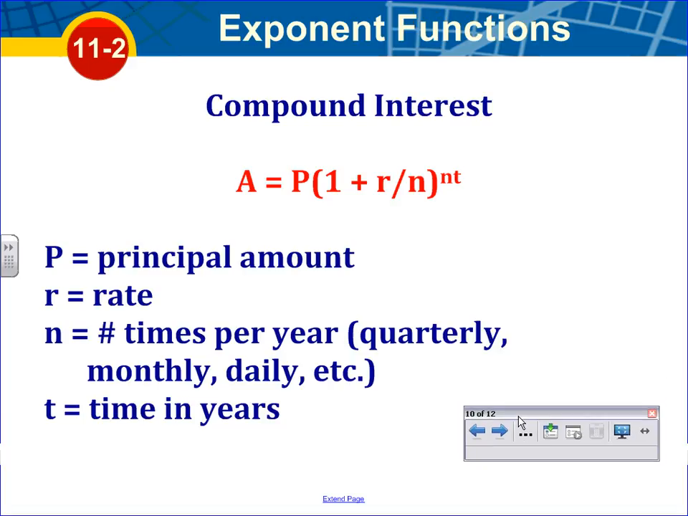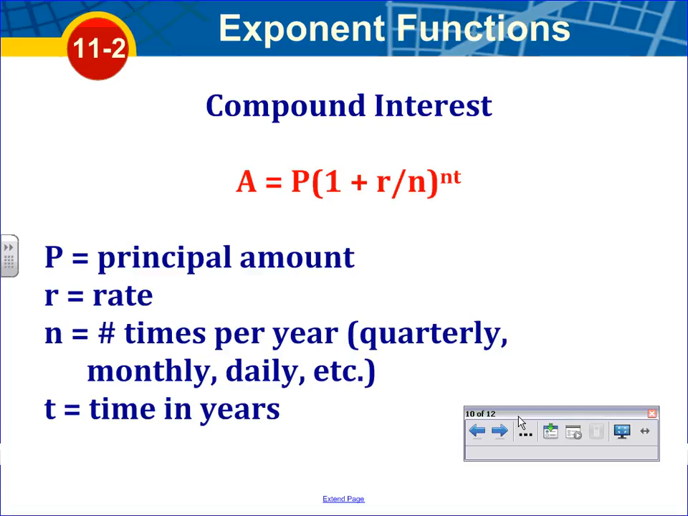All right, so compound interest. That's your formula. You have seen this before. So there's where the A's and the P's come in. You have your principal amount, which is your P. Your rate is your percent. Again, always change it to a decimal when you use it in your formula.